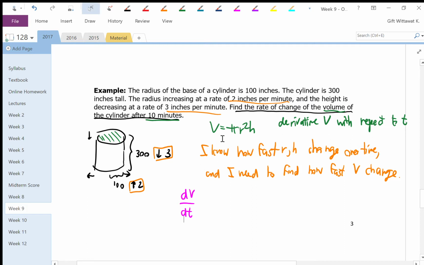So my dV/dt, I'm just gonna take the derivative of this whole chunk. I have two things multiplied, so I'm gonna use the product rule. So it's gonna be pi r squared times dh/dt plus the derivative of pi r squared, which is gonna be pi times the derivative of r squared, which is 2r dr/dt, times h.